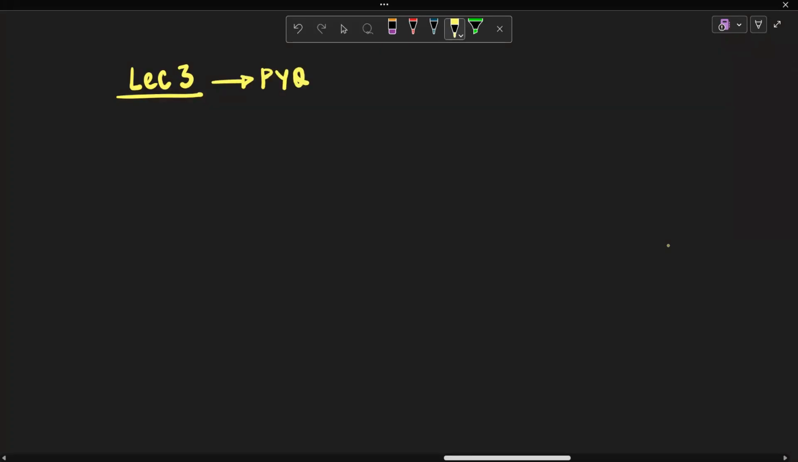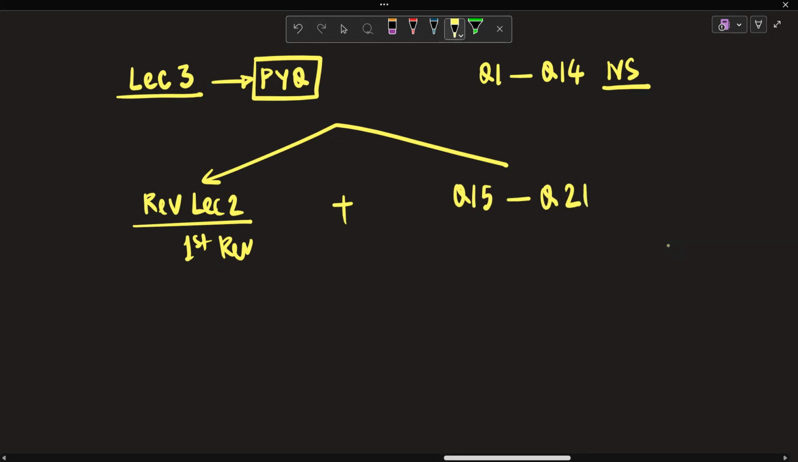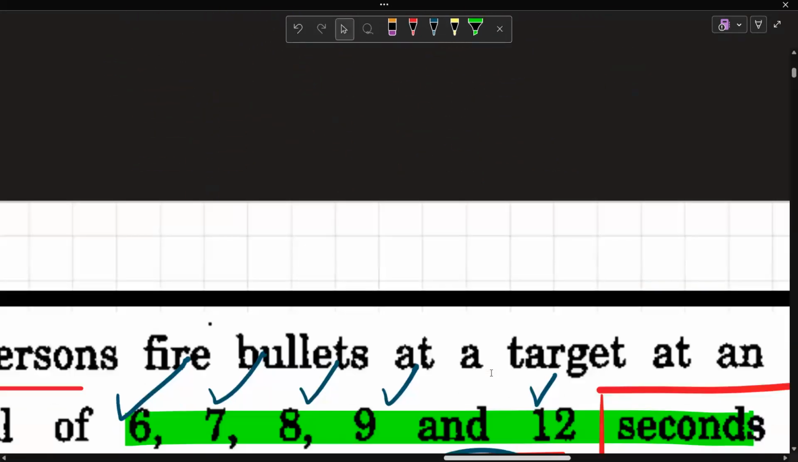Till now we have completed question number 1 to question number 14 of number systems. Today we have to do two things. One is to revise lecture number 2 as our first revision. Along with that, we need to solve question number 15 to question number 21. Clear? So let us first revise this. After completing the revision for 2 minutes, we will go to question number 15 to question number 21. Okay? So let us continue with the revision part.